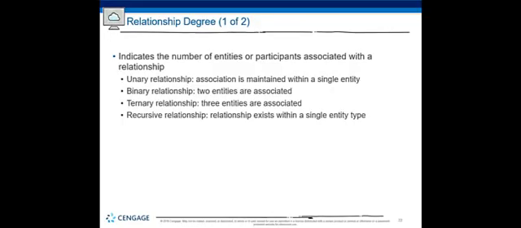Last thing we're going to discuss in this lecture is relationship degree. So far, we've only looked at a binary relationship. We've looked at two entities, decided how they are related to each other. Let's define what unary, ternary, and recursive relationships are.